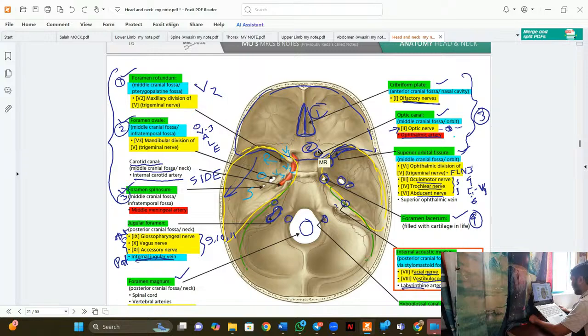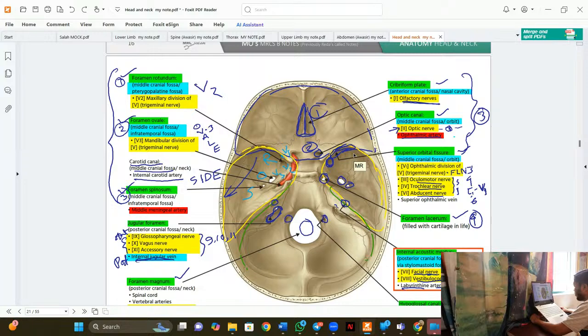It is in the middle cranial fossa, whose boundary we have seen. Optic canal: optic nerve and ophthalmic artery. Olfactory, optic, then oculomotor. The oculomotor will come with the superior orbital fissure, just behind it.